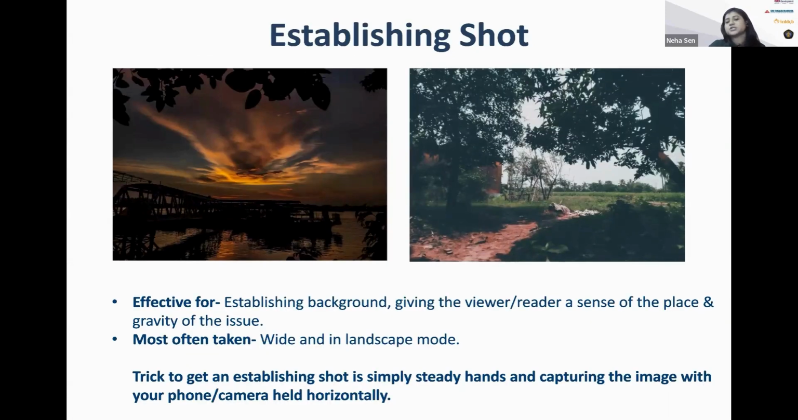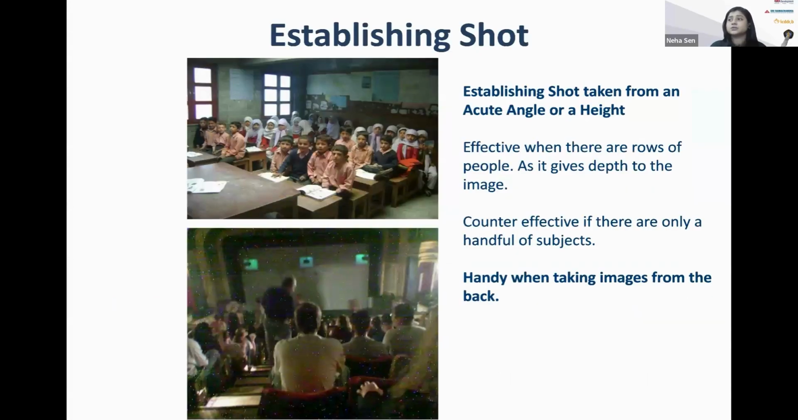An establishing shot doesn't just give you a sense of the place and the time and the location. It can also give you a sense of the people. Both of these are establishing shots with people in them.